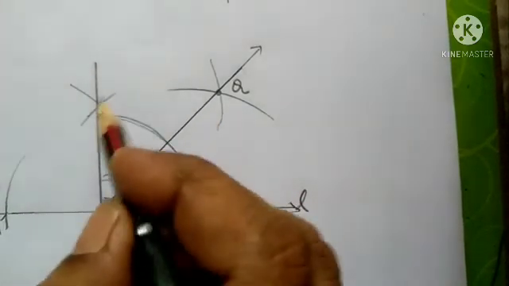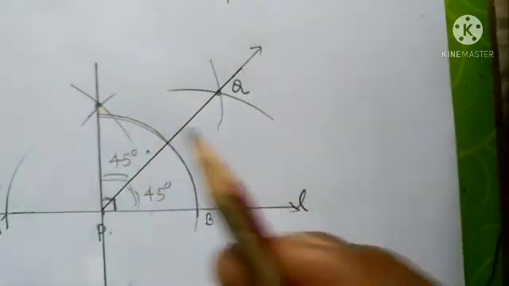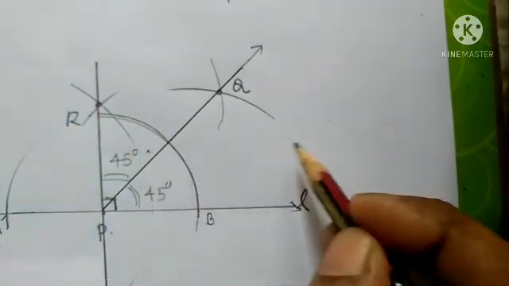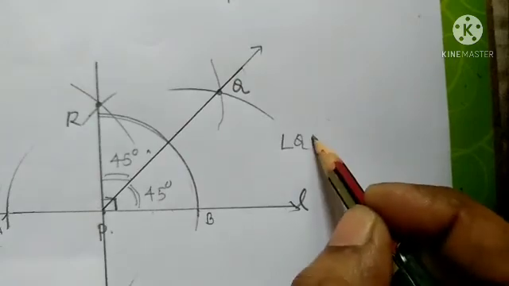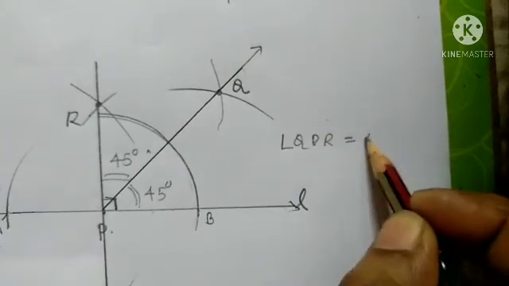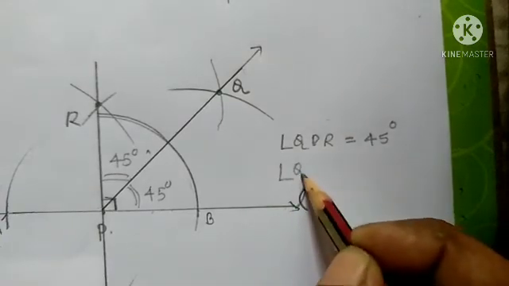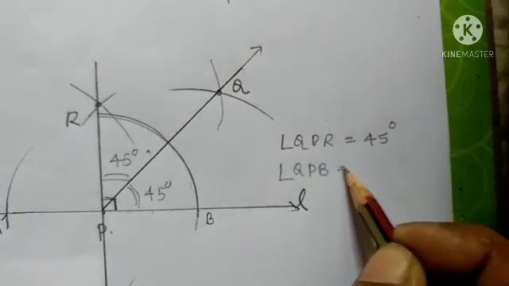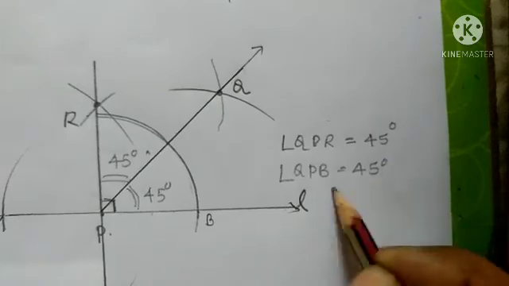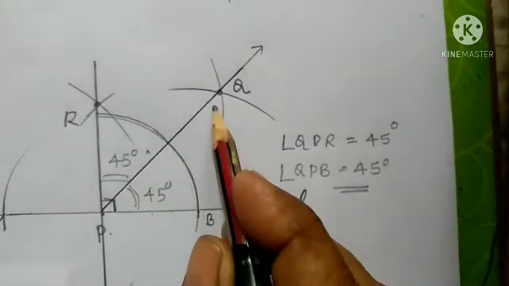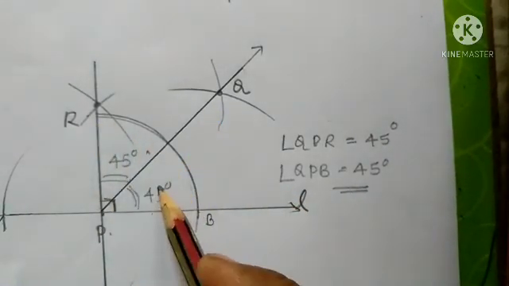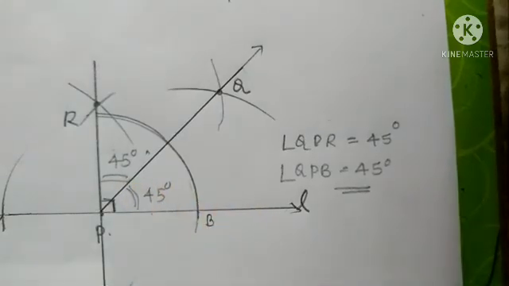So if we give a letter here R, we can say angle QPR equal to 45 degree and angle QPB equal to 45 degree. So this is the bisector. It divides this angle into two equal parts. Understood?